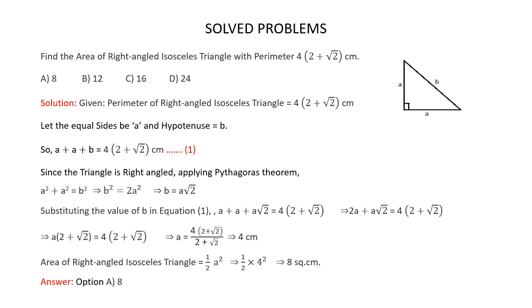Now we know that the area of the right-angled isosceles triangle is equal to half multiplied by a squared, and we have found out the value of a as 4 centimeters. Substituting the value of a in the formula here, we get the area of the right-angled isosceles triangle is equal to half multiplied by 4 squared, which is nothing but 8 square centimeters. So the correct answer is option A, 8.